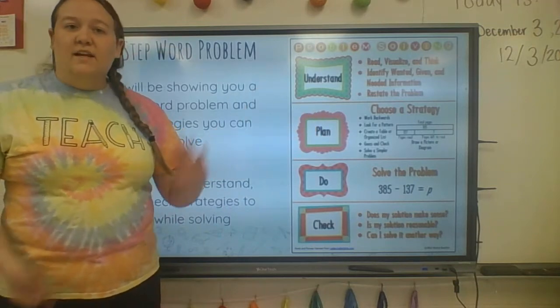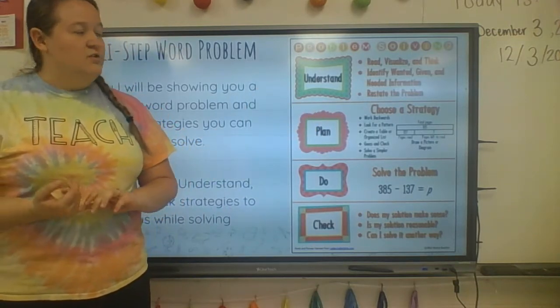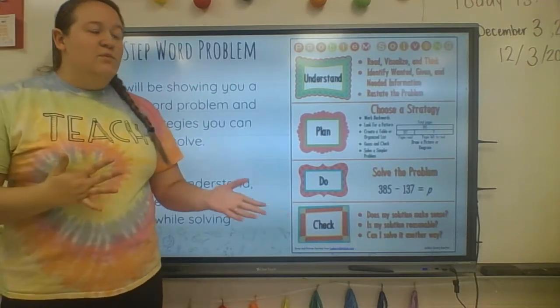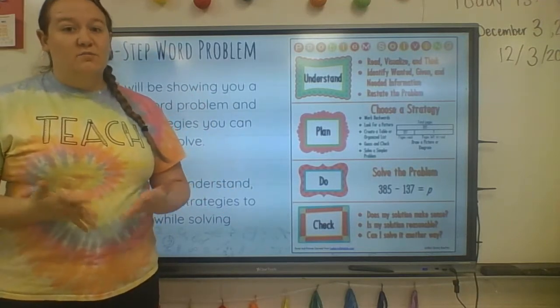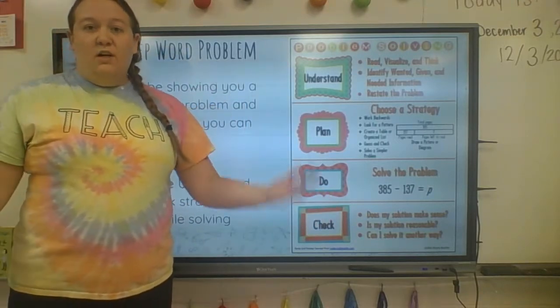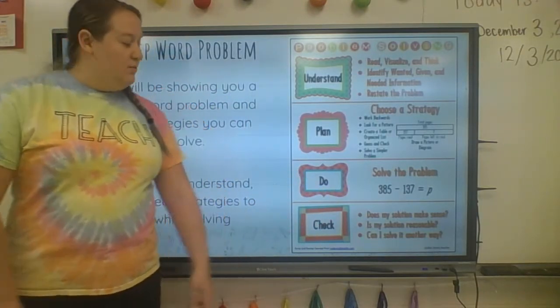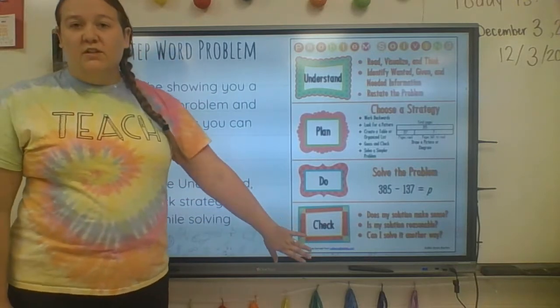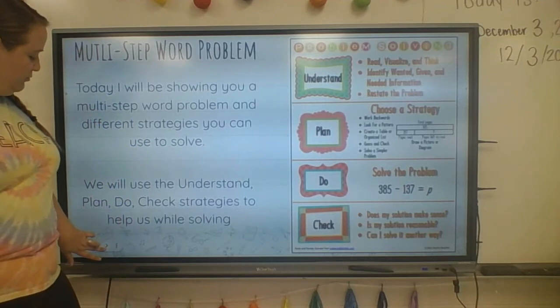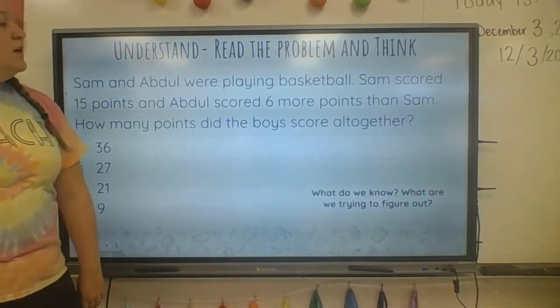For my plan, that's when I'm going to choose a strategy. So am I going to decompose? Am I going to use a number line or a table? Or how am I going to solve this problem? The next part is do, which is just following through with your plan and solving that problem. And then finally, we're going to check our answer. So that's what we're going to be working through tonight.